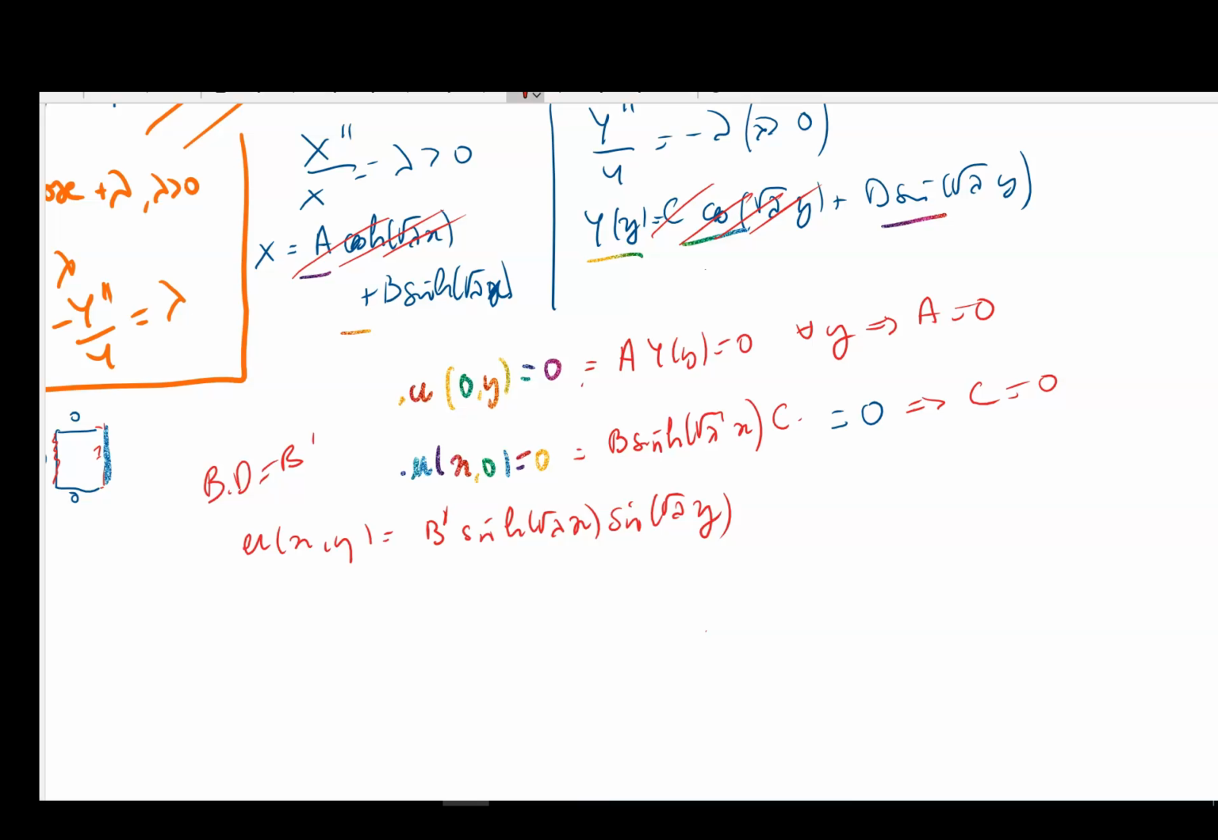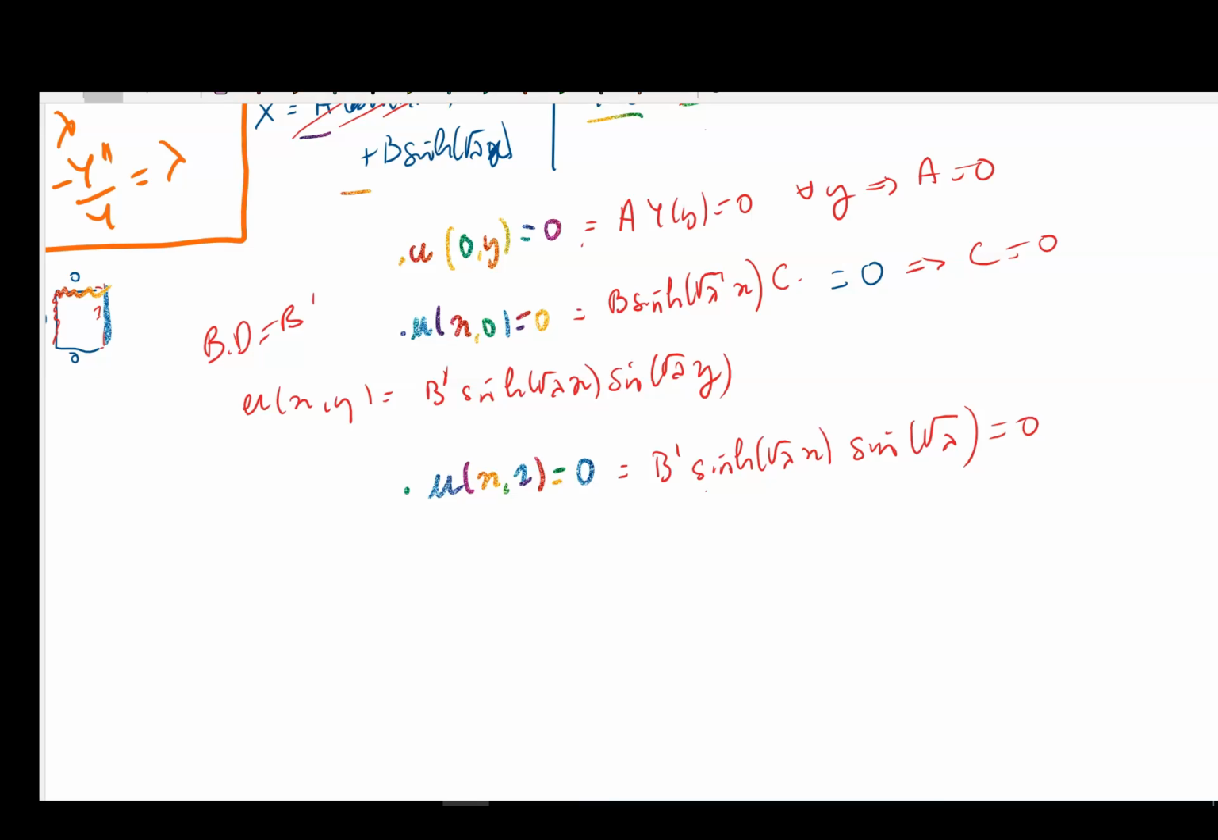Okay, one more initial condition. So what do I have? I have that when y is equal to 1, look at the top one here. I get that u of x,1 should also be equal to 0. So what do we obtain for this one? u of x,1 is just going to be b prime sinh of square root of lambda times x times sine of square root of lambda times 1 should be equal to 0. So again, I can't choose b prime equal to 0, otherwise my solution would be equal to 0 everywhere, which I don't want because I want to be able to adapt to the one on the right boundary.